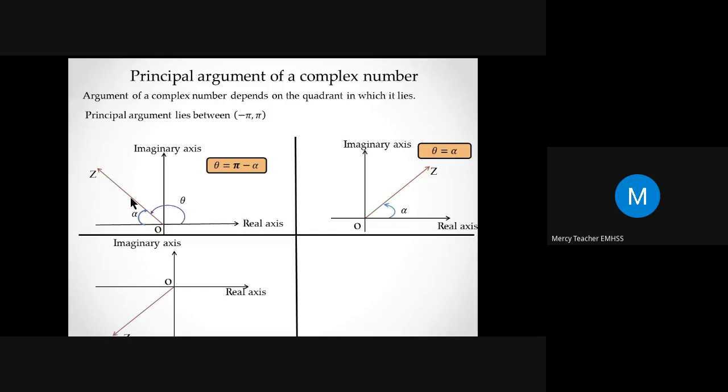Third quadrant. So if z lies in the third quadrant, how will you mark alpha? You should consider only the third quadrant, and alpha is nothing but the angle between the real axis and this line. So how will you mark alpha? You will mark alpha like this, from the real axis to this line.